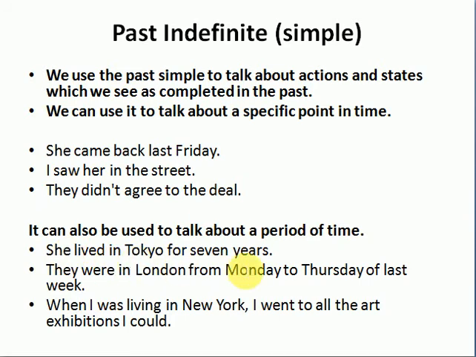She lived in Tokyo for 7 years, and when I was living in New York, I went to all the art exhibitions I could. You could also combine past continuous and past indefinite together, and that is most of the time they both are combined together to refer to the events कि कोई ऐसा event के जो continued state में है और दूसरा जो हो चुका है, इन दोनों को आपस में merge करने के लिए हम ये दोनों tenses भी use करते हैं.